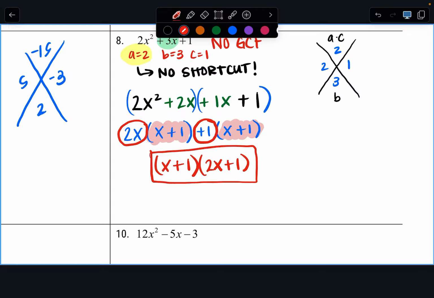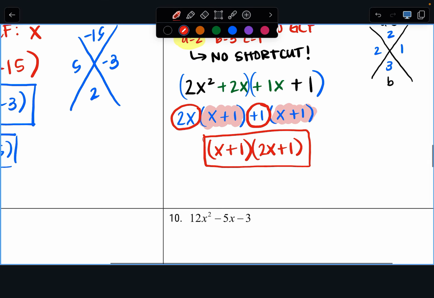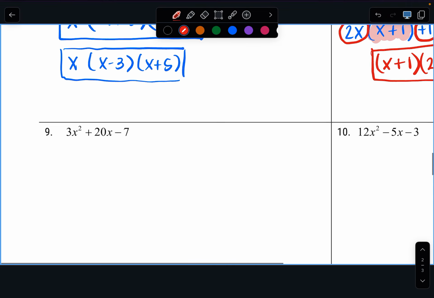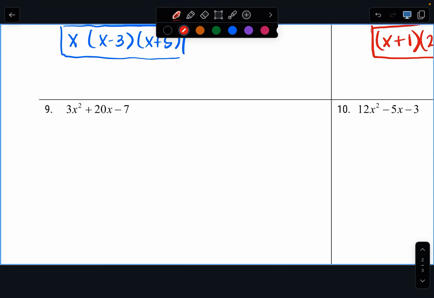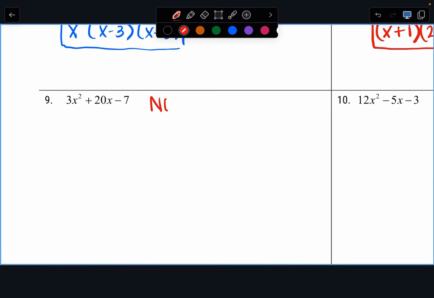So group, GCF, and then you should have your factors at the end. So let's try it again. We're going to try it 2 more times, and then hopefully at that point it's stuck. Do I have a GCF for number 9? No. So no GCF.